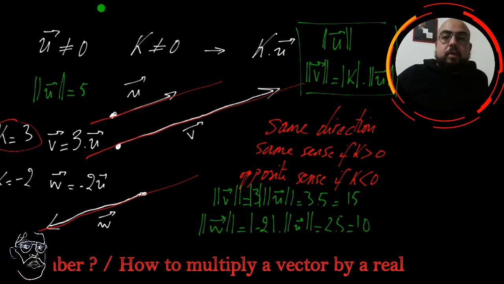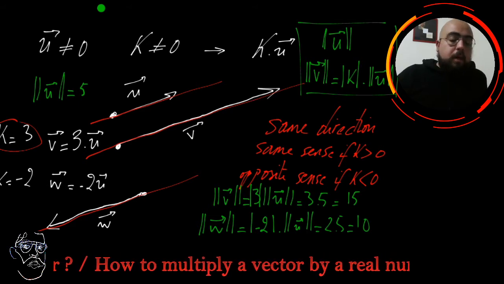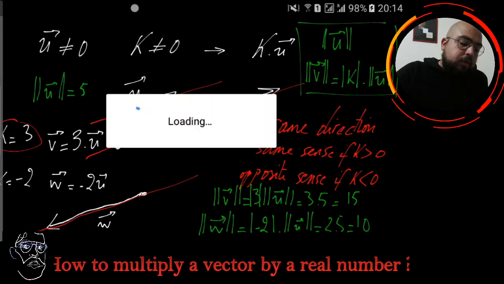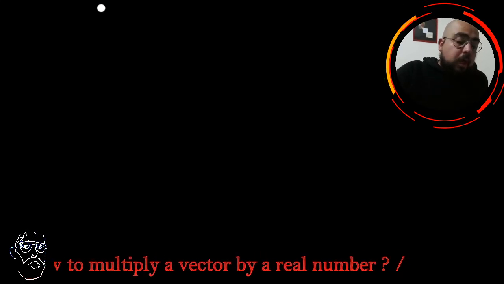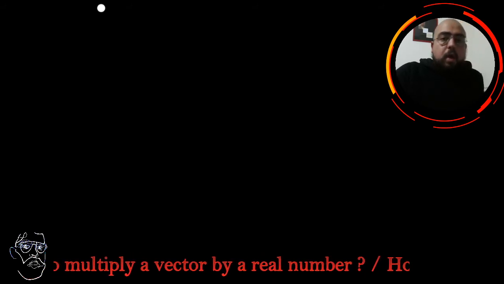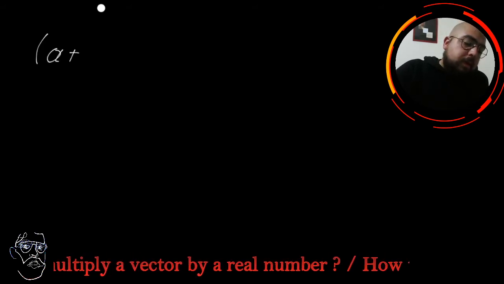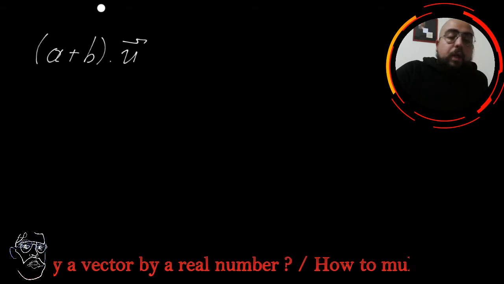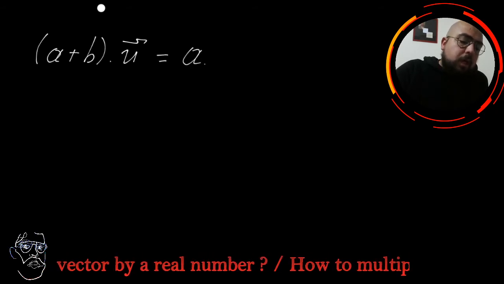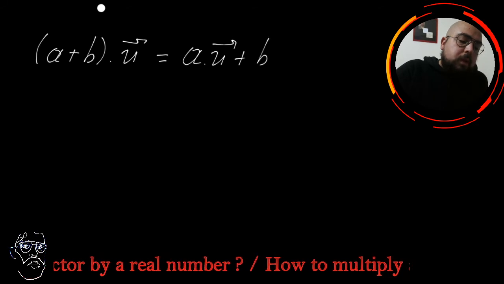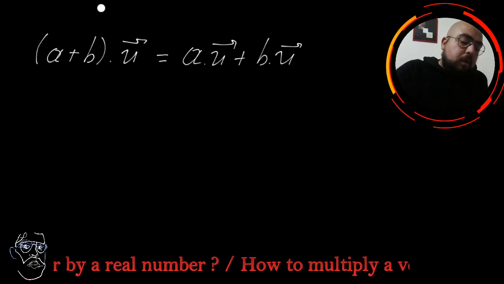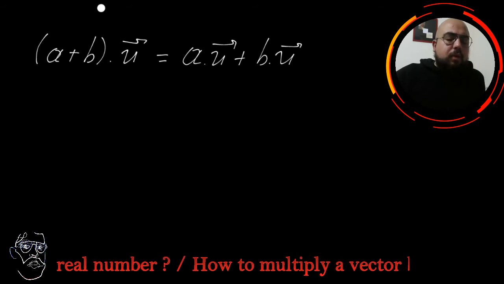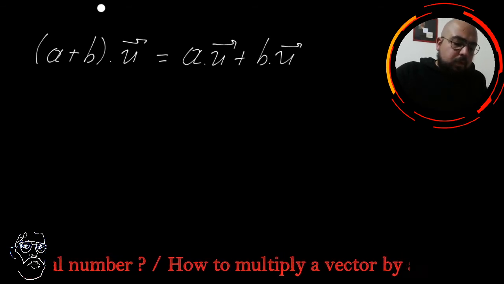Now, what are the properties related to the multiplication of a vector by a real number which is different than 0? The properties are again quite simple. Let's say we have (a plus b) times the vector u. a and b represent, of course, real numbers. You can say that it will be a times u plus b times u. Example, of course, 3 plus 7 times u will be 10u. It's the same thing. It's not going to change. So this is the general form.